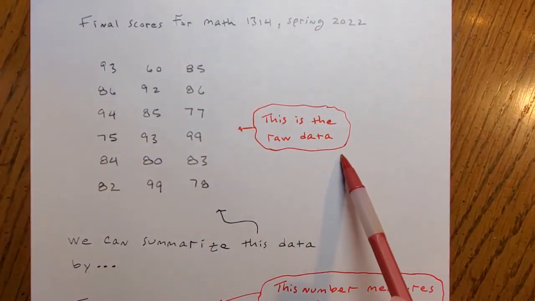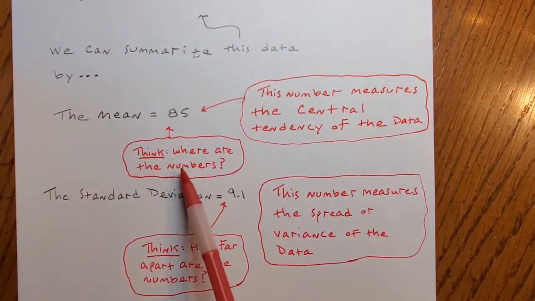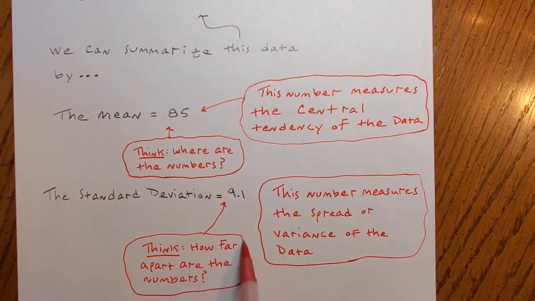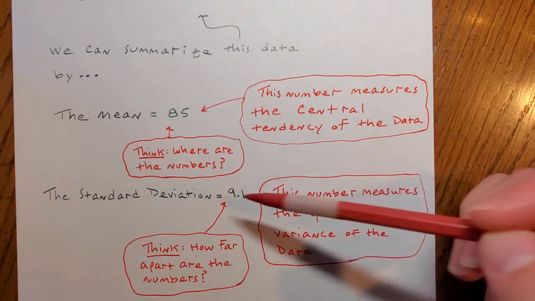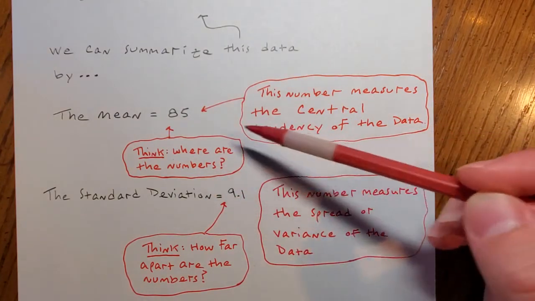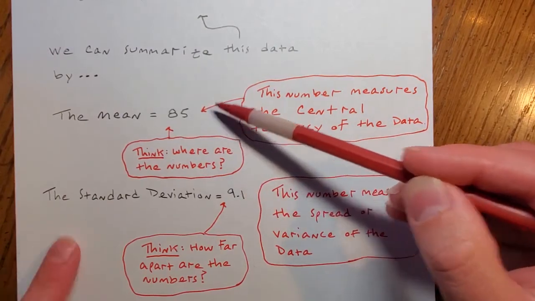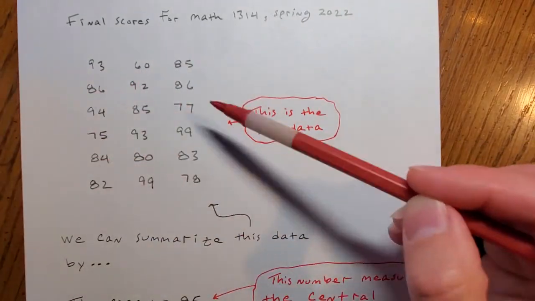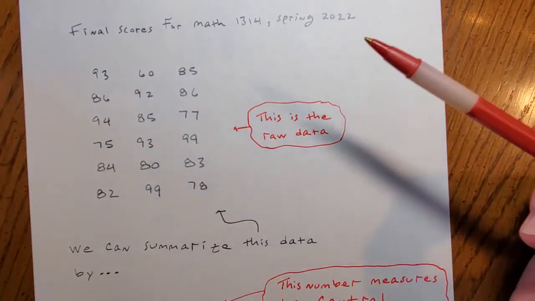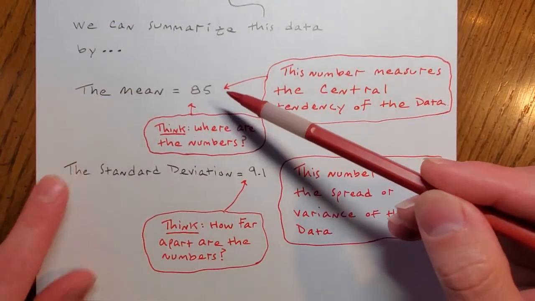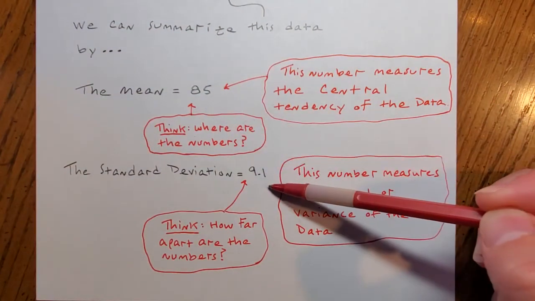Okay, but when there's all these numbers, the raw data, I'd like to know, well, where are they and how far apart are they spread? Okay, that's what the mean and the standard deviation tell us. So those are like single number summaries of the raw data. Now, no matter how big the raw data is, this could be like 1,000 grades, okay, or whatever. You can still calculate the mean and standard deviation.